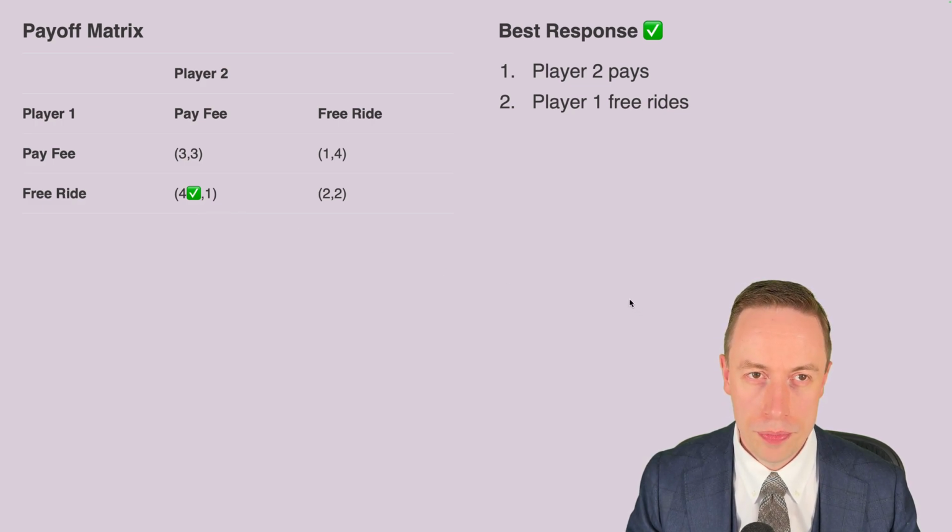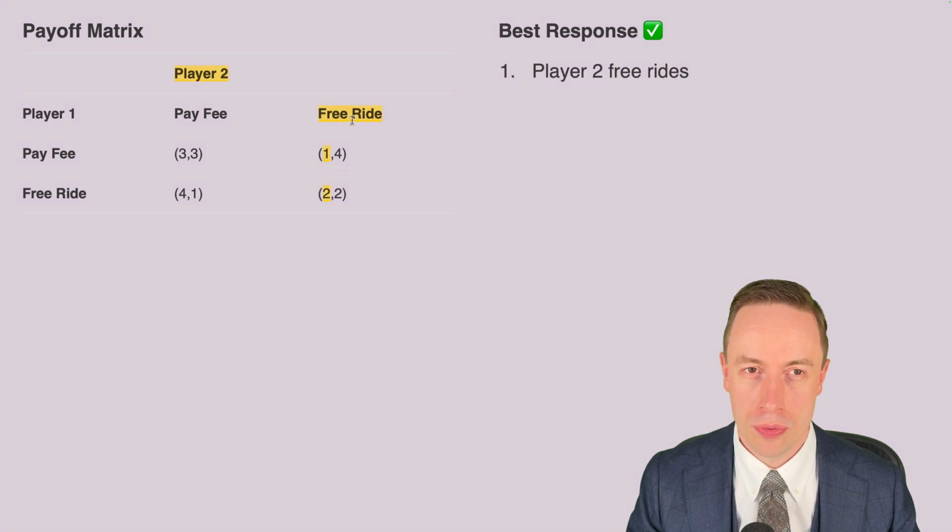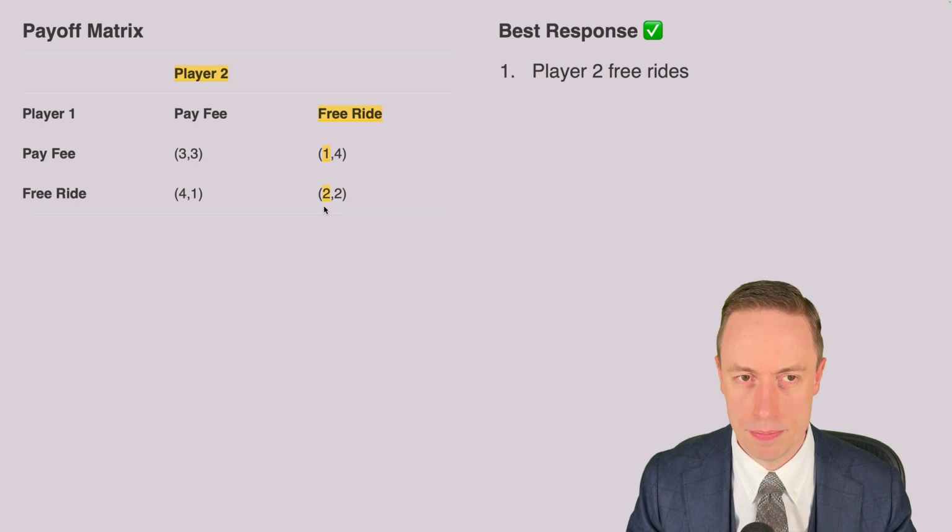Option 2. Player 2 decides to free ride. Nobody else pays for the tornado siren. Okay, our options now. We buy a tornado siren all by ourselves for the entire city. Terrible. Or we also don't pay anything and nobody gets a tornado siren. Slightly better. Check.